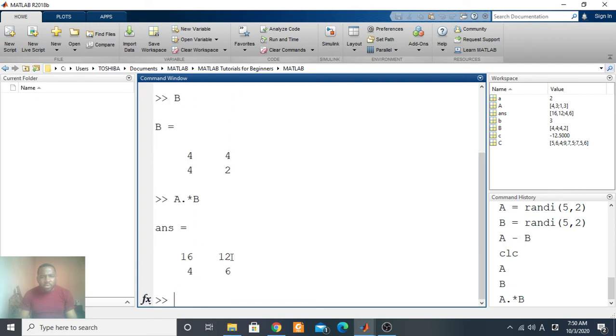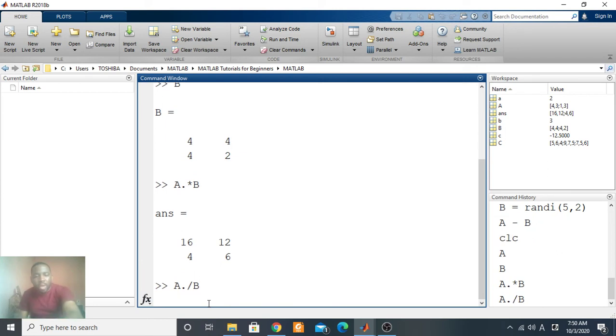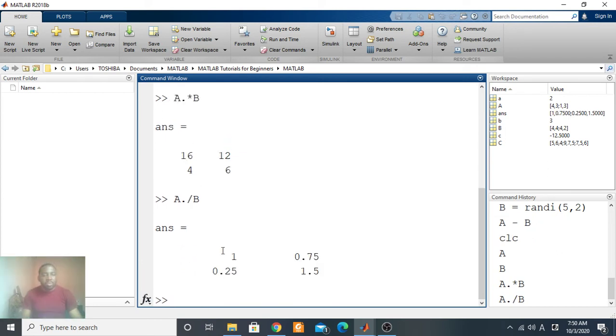3 times 4 to give us 12, all right. 1 times 4 to give us 4, okay, and it goes on and on. So to do division of one by the other, it will still be A dot, all right, divided by B, as you can see. Very simple, and it will do element-wise division. Okay, so 4 divided by 4, that's 1, all right.